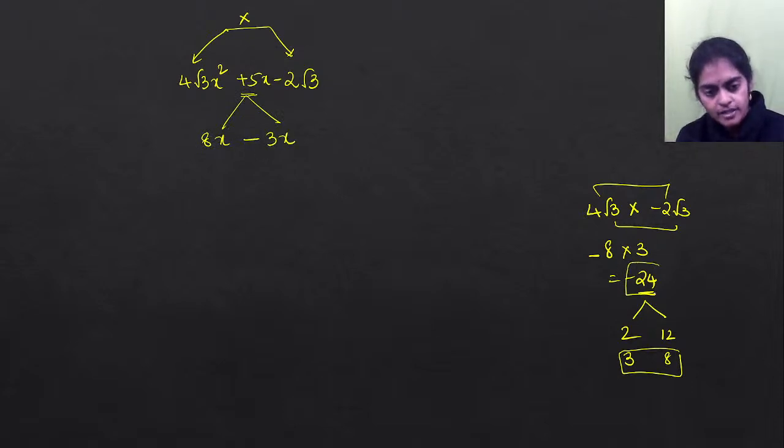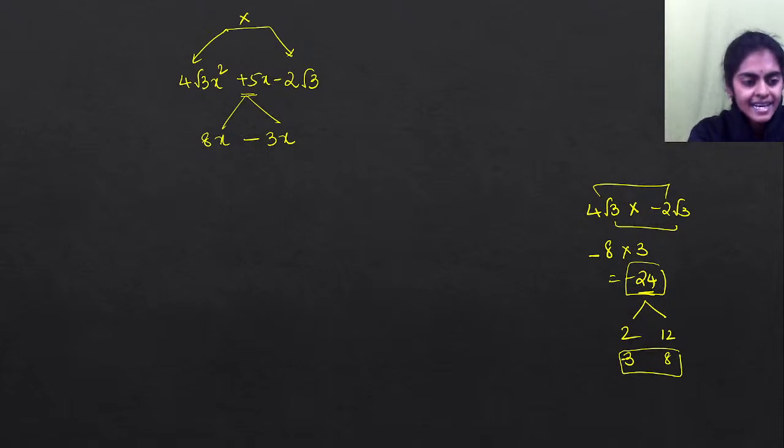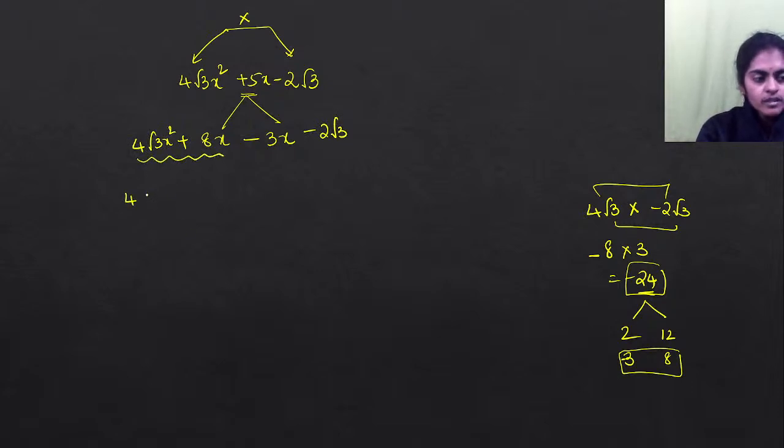So this middle term I can write as 8x minus 3x. Okay, I have minus 24, which I can write as minus 3 into 8. So I can write this as 8x minus 3x. Okay, so you have 4 root 3 x square here plus minus 2 root 3. So from these two values you can take 4x common.